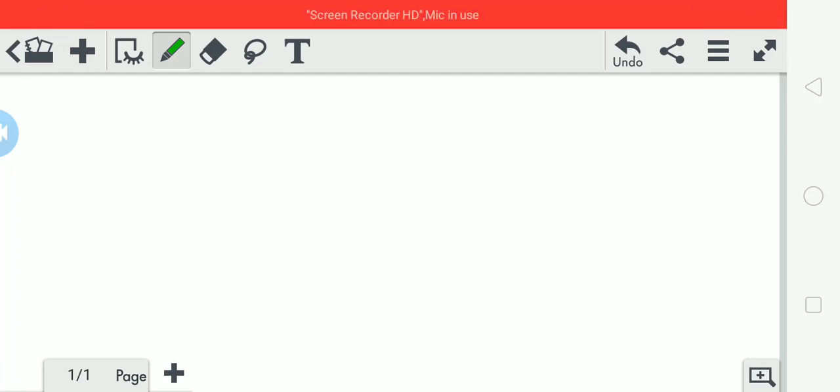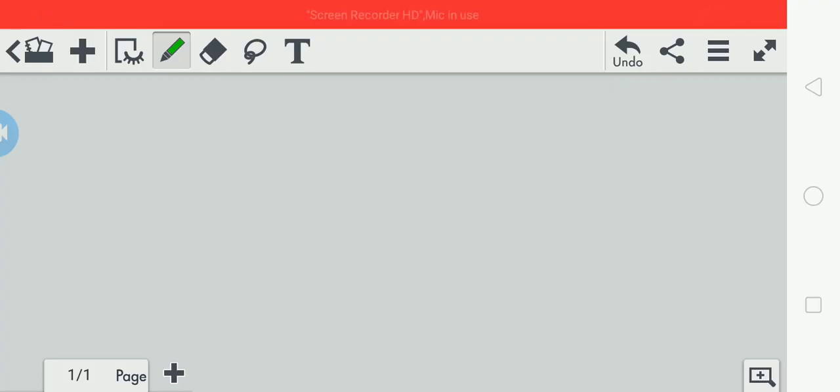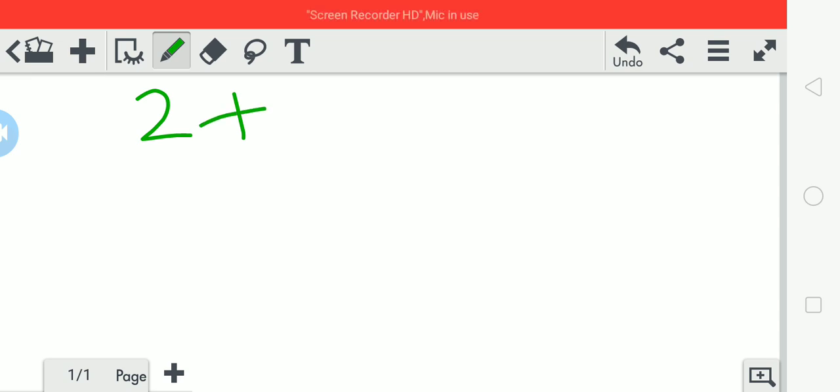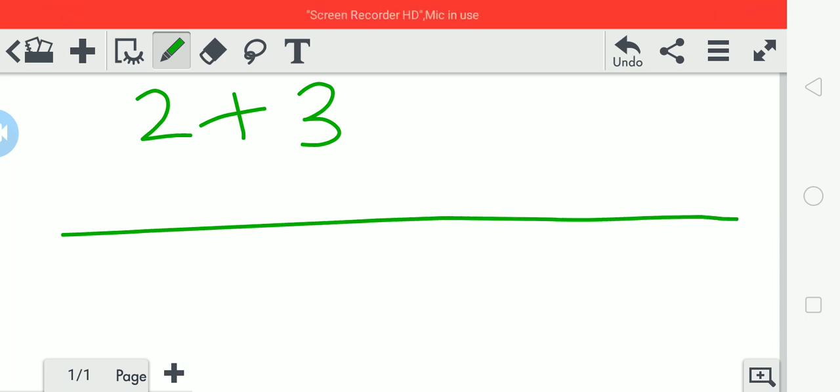Good morning, kids. Today we are going to learn the addition of integers using a number line. Let us use a number line to find the sum of integers. Let's take a simple example, 2 plus 3. Now we know that 2 plus 3 is 5, but how do we show it on the number line?